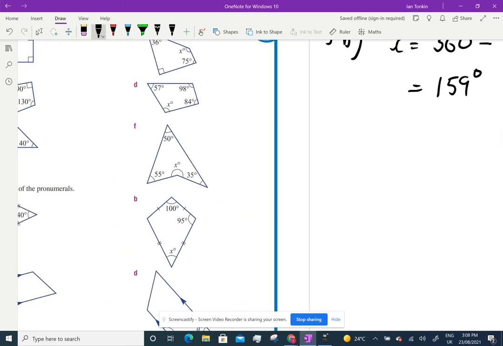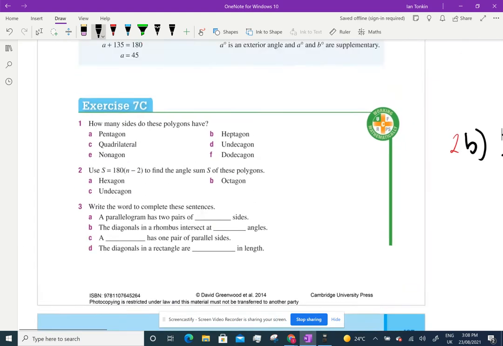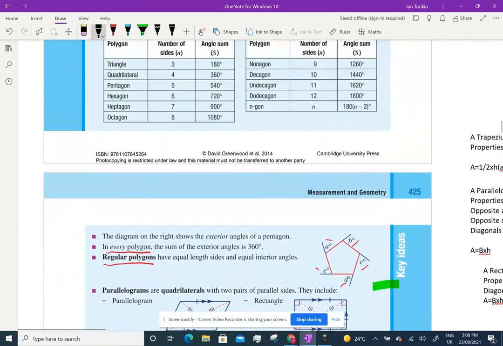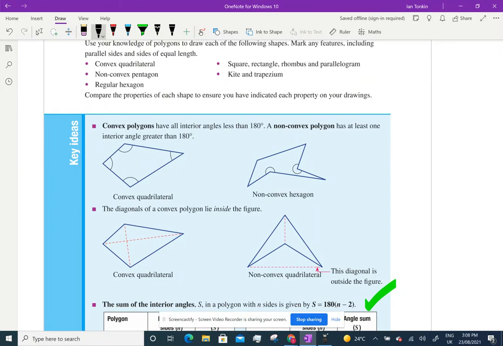This one will be a little challenging for you because that is a non-convex, I think. Is that the word we use? Non-convex? Look up here. Non-convex, all right? A non-convex has at least one interior angle greater than 180.